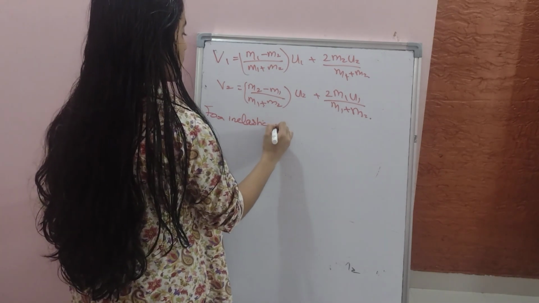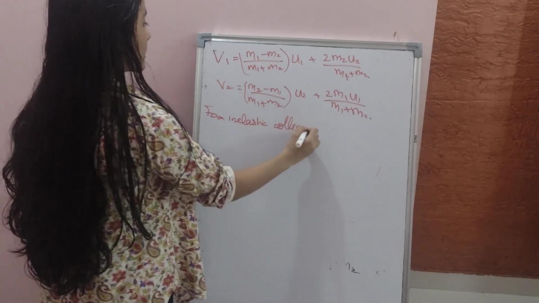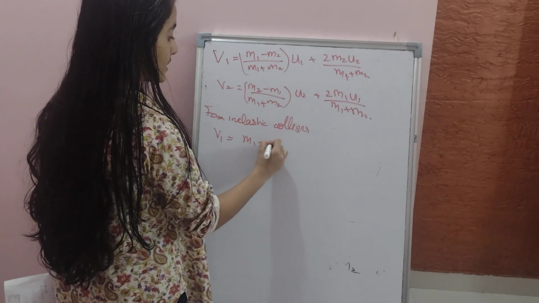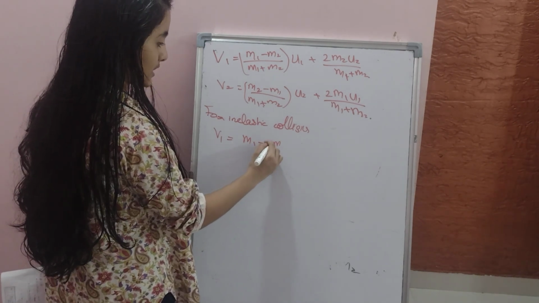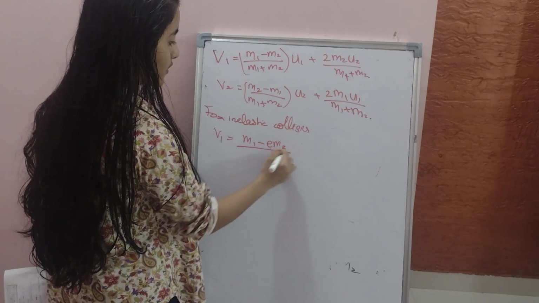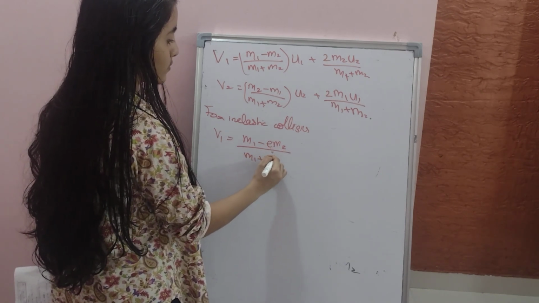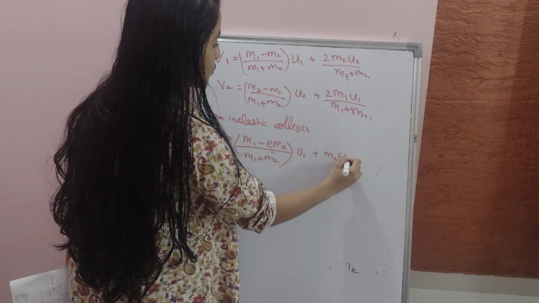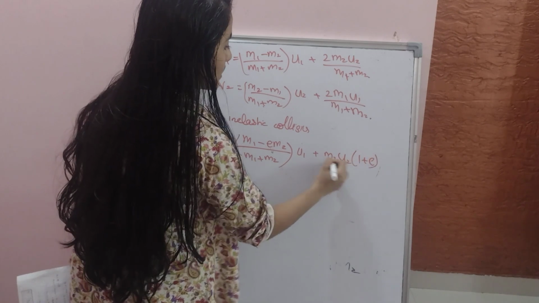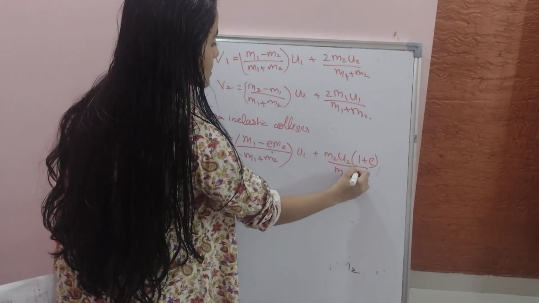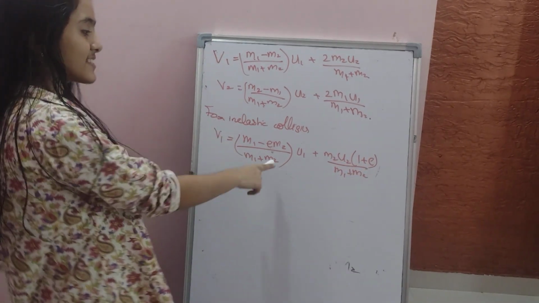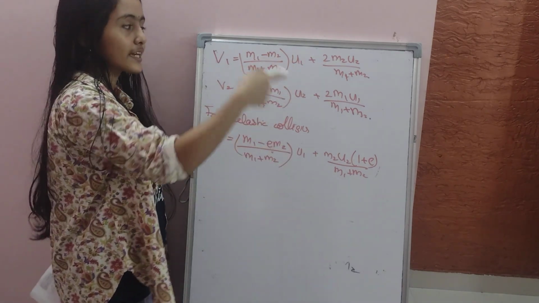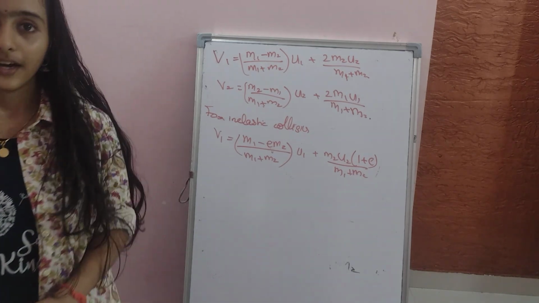For inelastic collision, we get v1 as m1 minus e m2 divided by m1 plus m2 into u1 plus m2 u2 into 1 plus e divided by m1 plus m2. See the magic. You put e value equal to 1 for this, and we will get the equation for elastic collision.